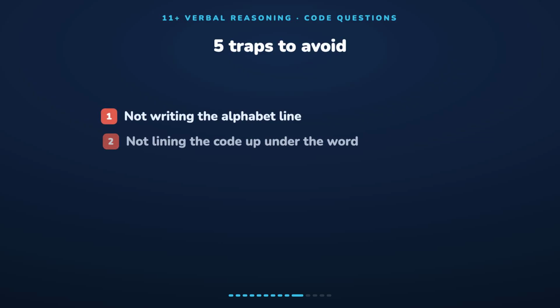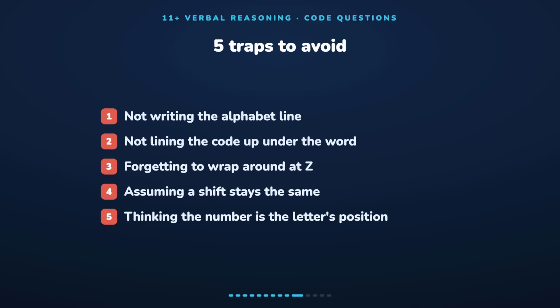Let's gather the traps that cost marks. 1. Not writing the alphabet line. 2. Not lining the code up under the word. 3. Forgetting to wrap around at the end of the alphabet. 4. Assuming a shift stays the same when it changes. And 5. With number codes, thinking the number's the letter's alphabet position. It isn't, it's random. Avoid those 5 and you'll rarely drop a mark.